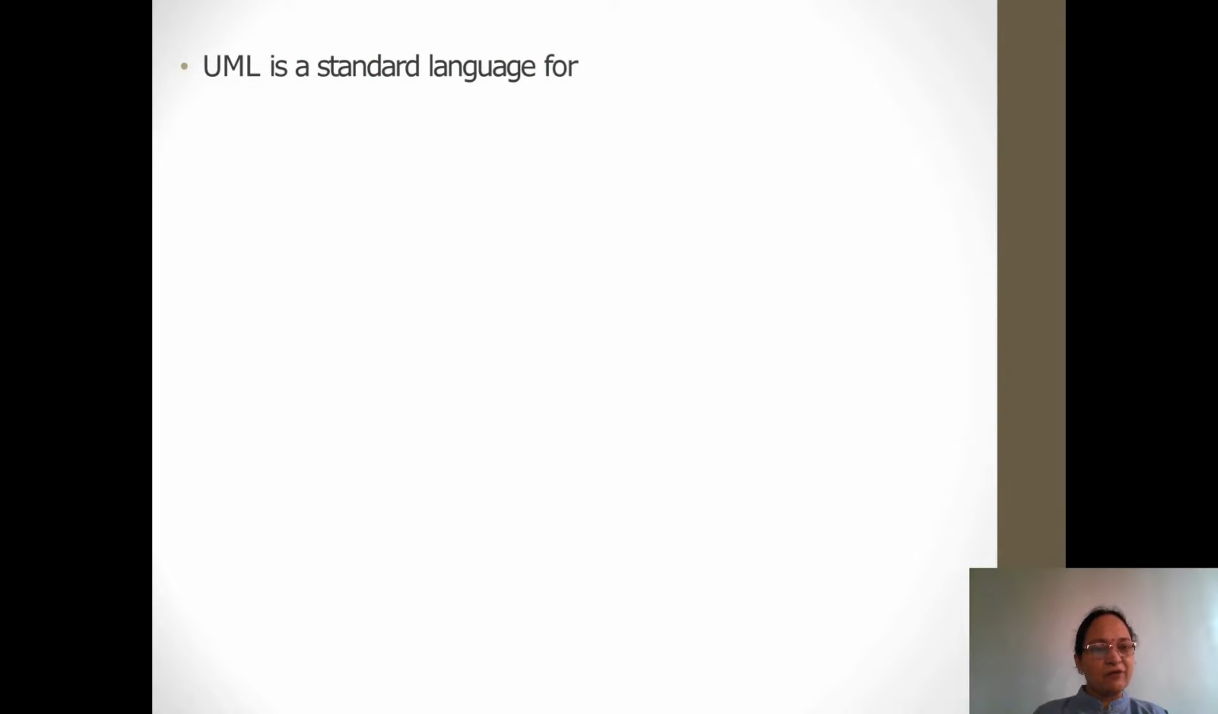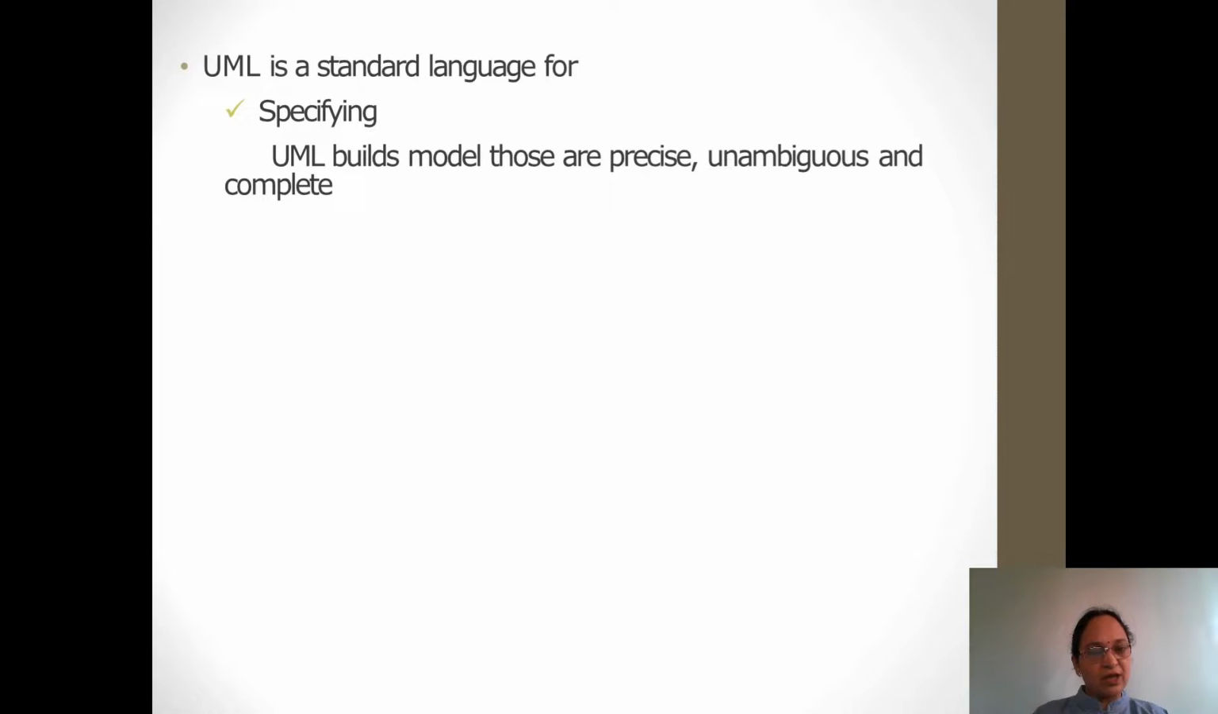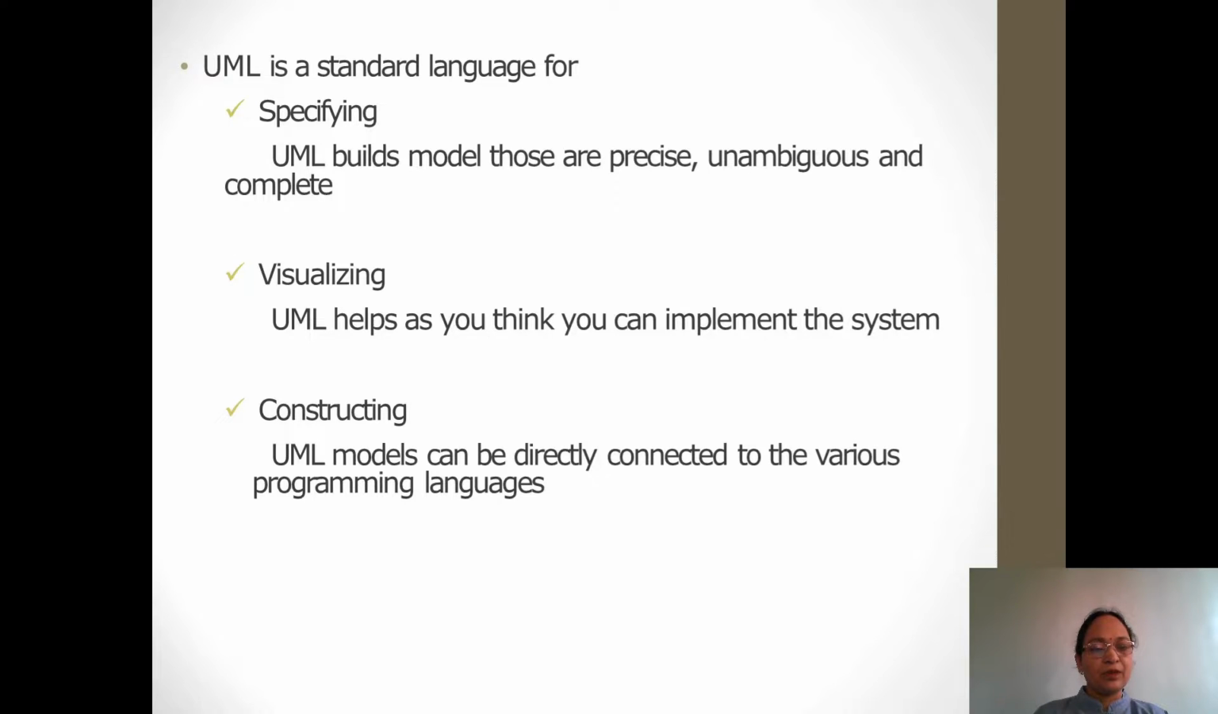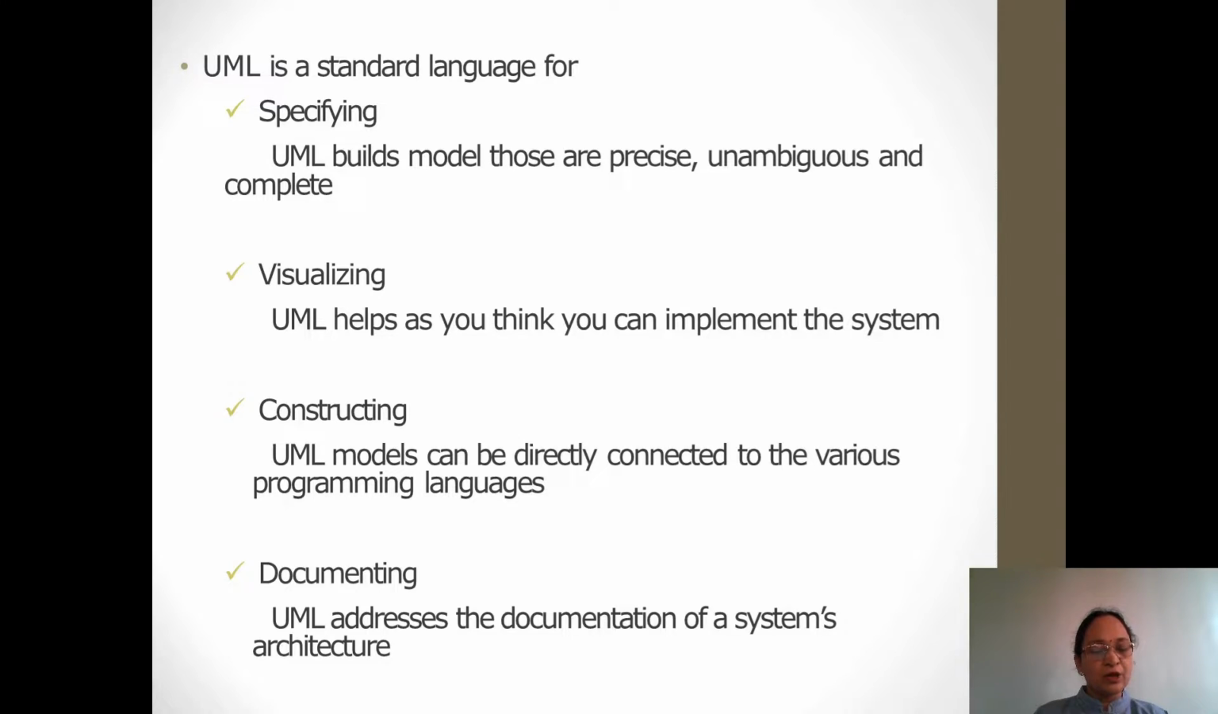UML is a standard language for specifying, where UML builds models that are precise, unambiguous and complete. UML is a language for visualizing. UML helps us think about how we can implement the system. Constructing: a UML model can be directly connected to various programming languages. Documenting: UML addresses the documentation of the system architecture.